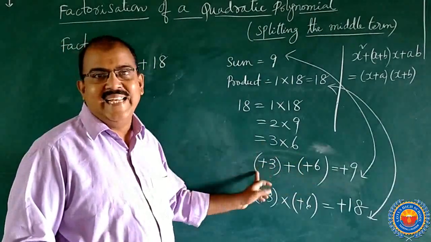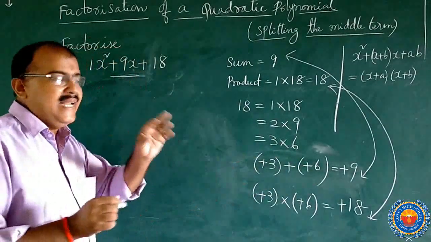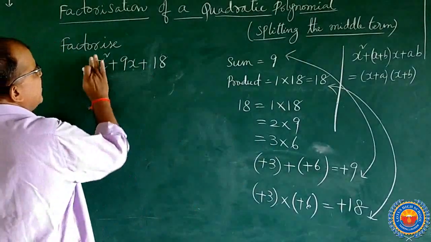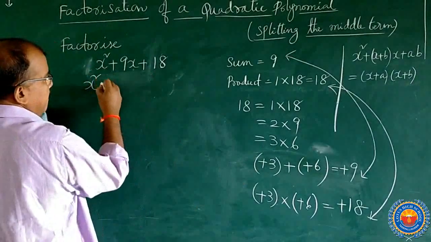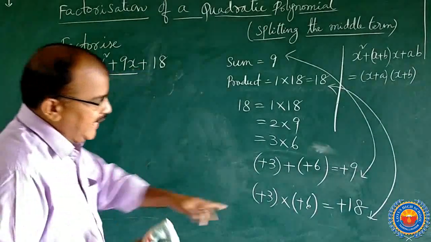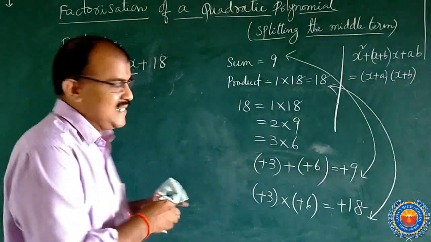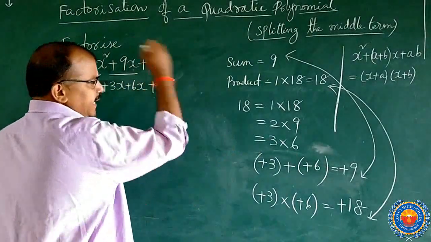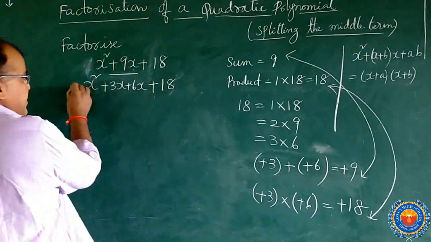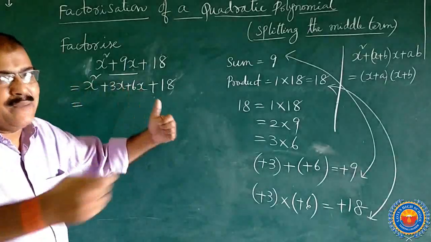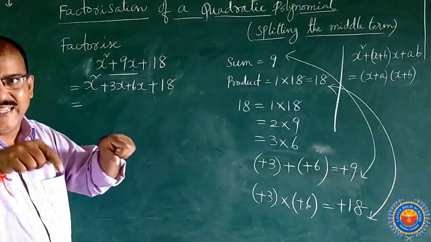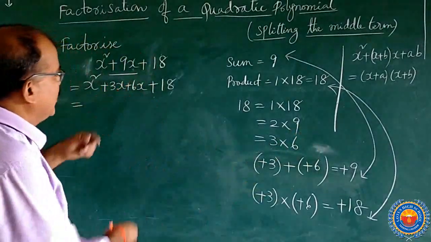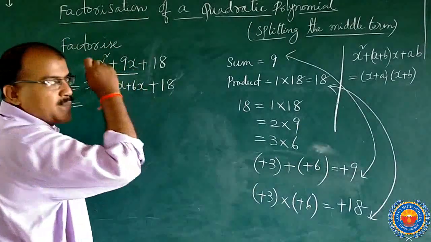That's why my numbers are plus 3 and plus 6. So I can write x square plus 9x as x square plus 3x plus 6x, and 18 as it is, 18 only. Now, this method is called splitting the middle term. Plus 9x is nothing but plus 3x plus 6x.